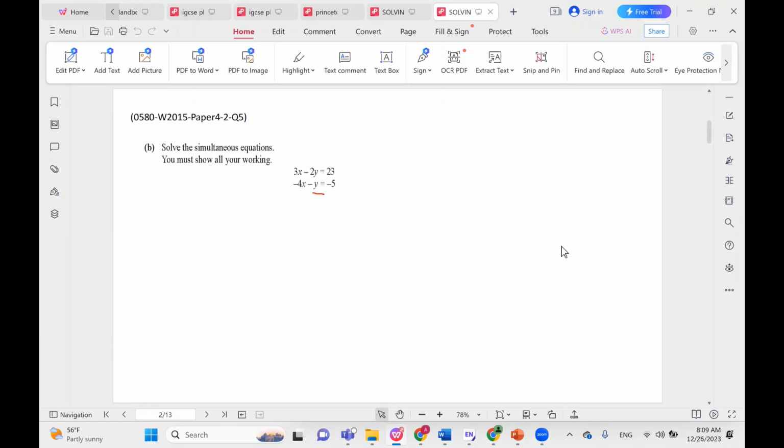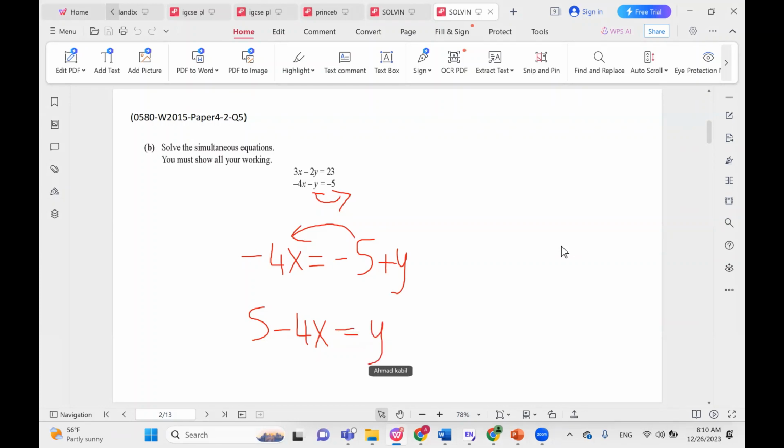How do we isolate that? Basically, we take it to the other side. So we get negative 4x equals negative 5 plus y. And then we transfer the negative 5 to the other side. So we get 5 minus 4x, or negative 4x plus 5, whichever you want, equals y. So this is the first step. We've isolated the y. Let me write that down. 1, isolate.